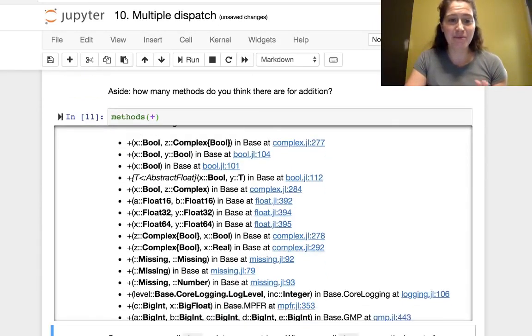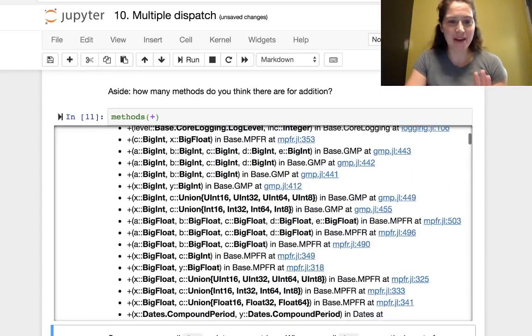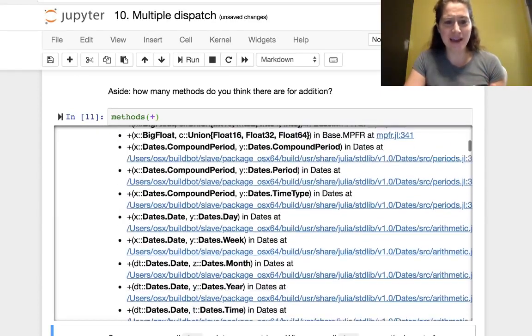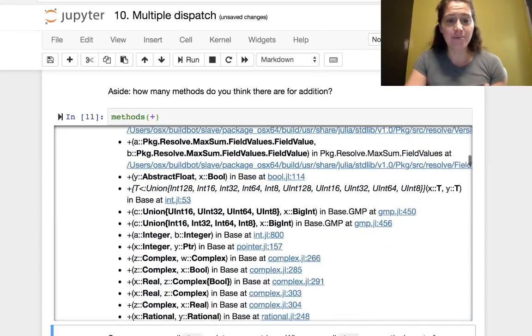So this is basically a combinatorics problem where we have adding big floats to big floats, and how do we add dates to other dates, and complex numbers to complex numbers, reals to complex, and what have you.